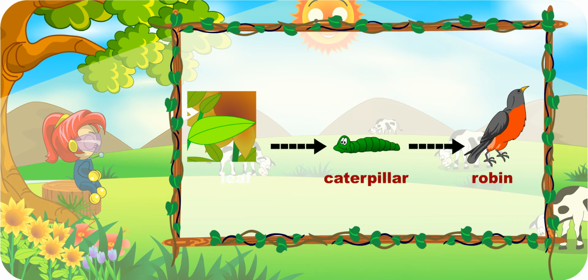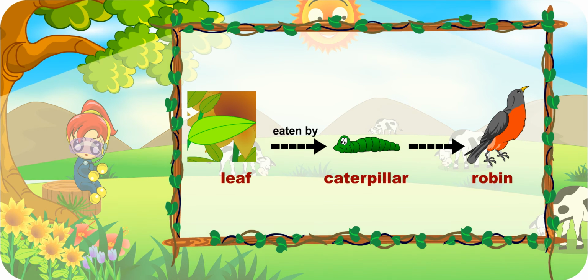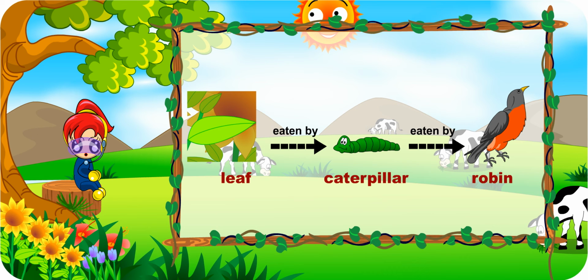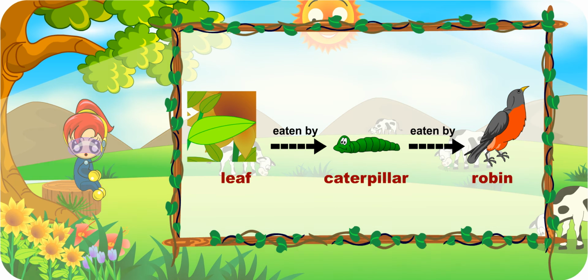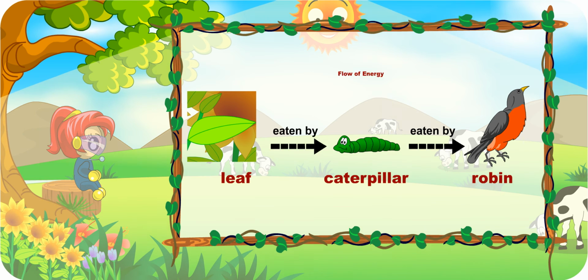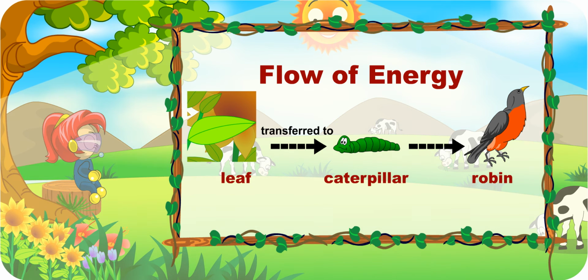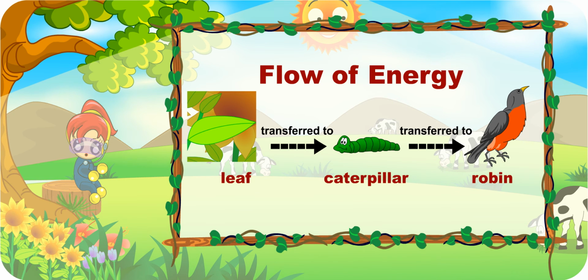The plant. I know. It is eaten by the caterpillar. The caterpillar is eaten by the robin. Excellent, Turbo Girl. Another way of saying it is that arrows show the flow of energy. Ah, so the food chain also tells us that energy from the leaf is transferred to the caterpillar, while energy from the caterpillar is transferred to the robin.